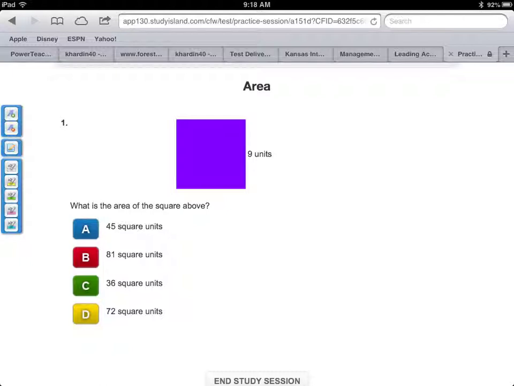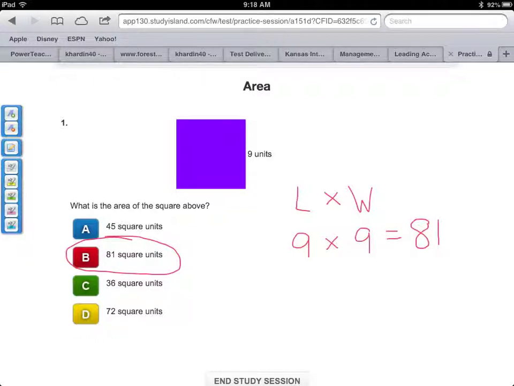Okay, this first question is asking you what is the area of the square above. Please remember that to find the area of a square, you're going to take the length times the width. In this case, the length is 9. And since it's a square, we also know that the width is 9. And 9 times 9 is 81. So the correct answer for this one is B.